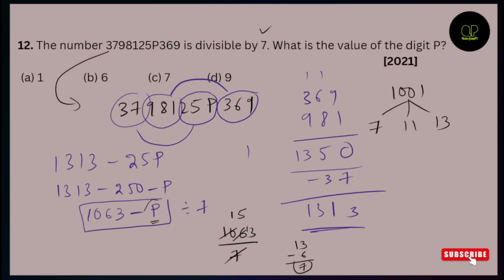So what should be subtracted? 6 should be subtracted. So 1063 minus 6 is nothing but 1057. This will be exactly divisible by 7. So what is your p-value? P-value is nothing but your 6. Yes, so this is your answer. I hope this is very clear, right? Next, let's move on to the next question.